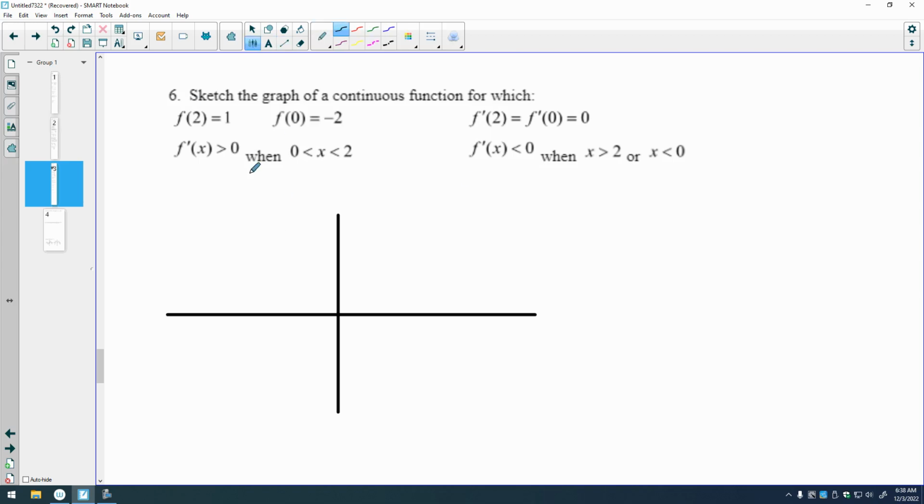All right, so here's all the information we're going to use to graph. So first thing, f of 2 is equal to 1. So they're giving me some values for my graph. F of 0 is -2. So I have those two values. I know that f prime is greater than 0 when x is between 0 and 2. So my original function is going to be increasing from these 2 points.